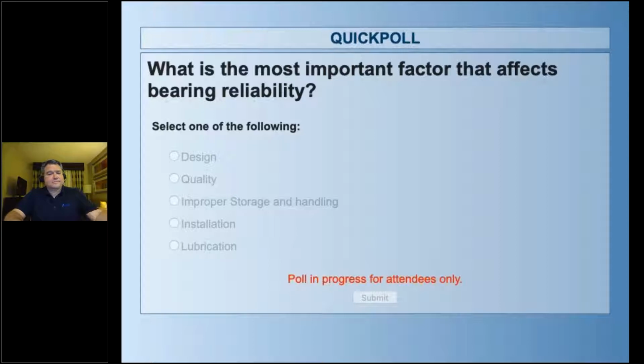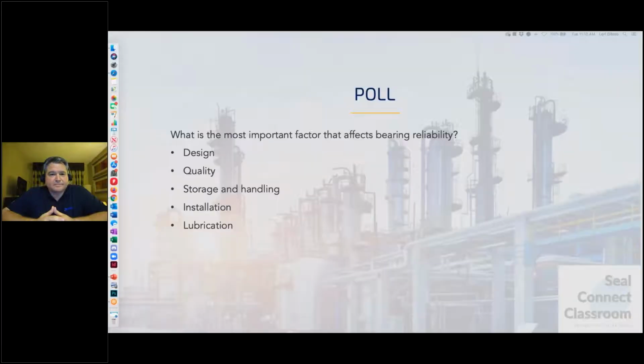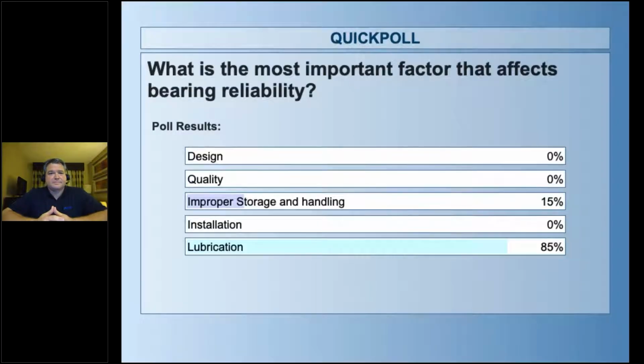All right, I'm going to share the results. The overwhelming favorite answer is 85% say lubrication, and the other 15% say improper storage and handling. None of the other answers got any votes. So lubrication is overwhelmingly the number one answer from our attendees.